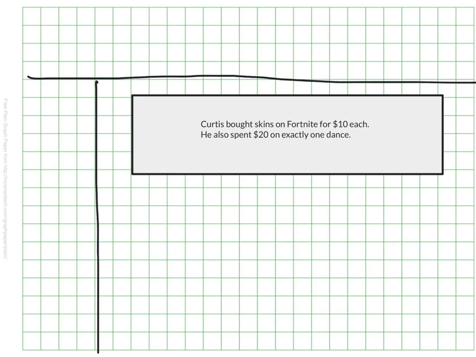In this one, we see that Curtis bought skins on Fortnite for $10 each. He also spent $20 on exactly one dance. So if we want to talk about this as an expression, what we know is that there's a certain amount that he's spending on each skin, but we don't know how many he bought. So that's going to be the variable that we're talking about. So again, I'll use S here carefully. So I have S, and we don't know how many skins he bought, but we know that he has to spend $10 on each of them.